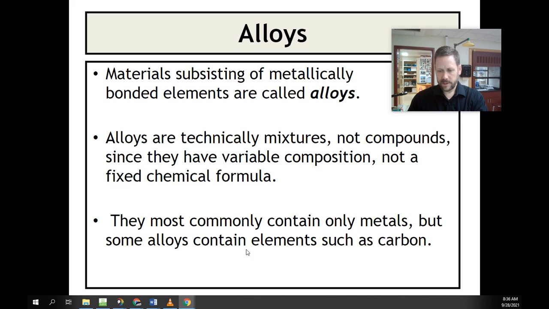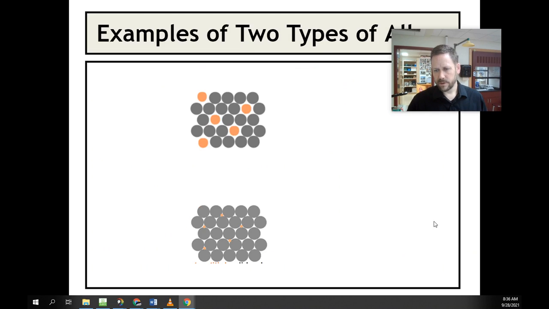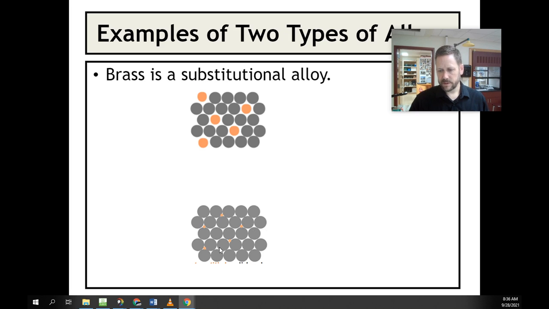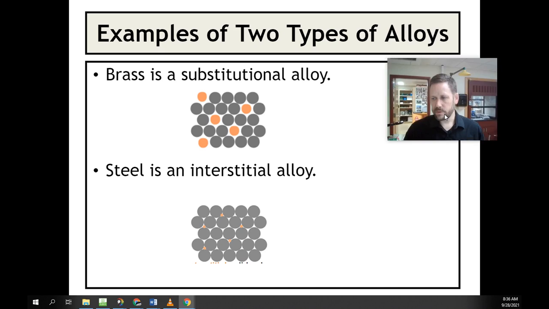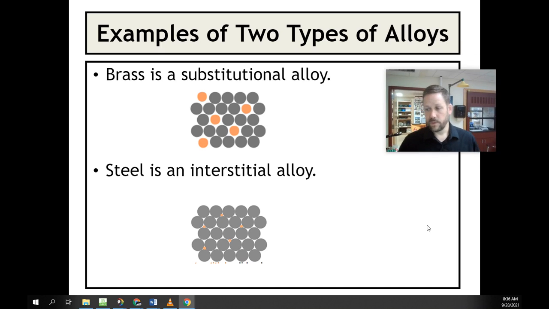Sometimes alloys will contain elements such as carbon, and they're still considered alloys. They're not compounds. And there's a famous example of carbon in an alloy called carbon steel. And it's a famous one because the nature of carbon steel is that it's an interstitial alloy instead of a substitutional alloy. And these are two terms that we want to be familiar with and are part of our objectives in this section.